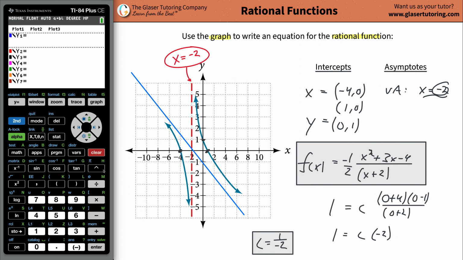Now you can always check yourself. Plug it into your calculator. Clear out anything that's in it. Now do negative 1/2 times, and I'm going to open the parentheses. So x squared plus 3x. You need parentheses here because you have to tell the calculator that you want to take that whole numerator and divide it by the whole denominator. All right, x plus 2. You might not need to write the parenthesis here in your answer, but you definitely need it in the calculator.